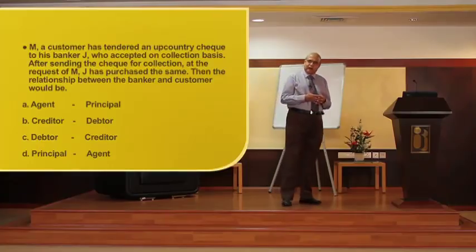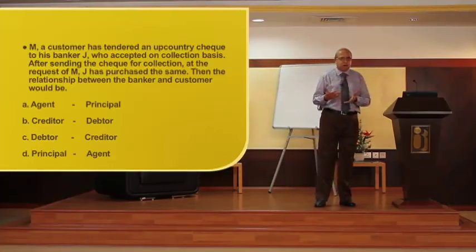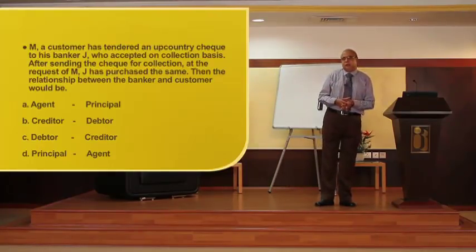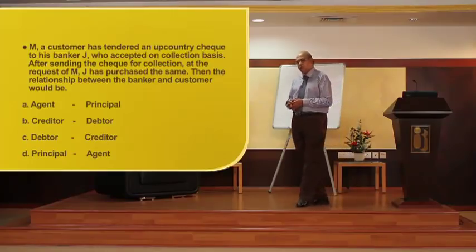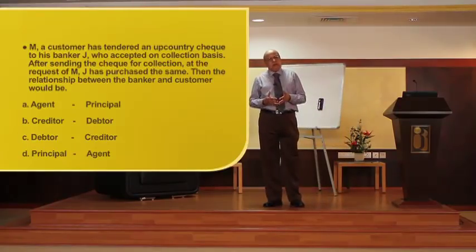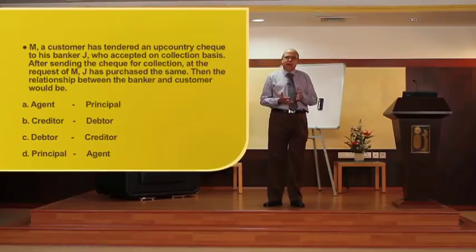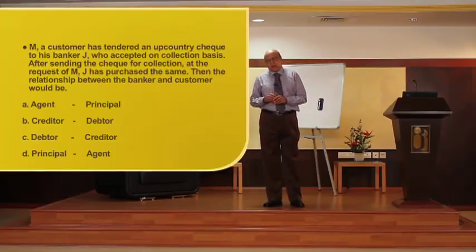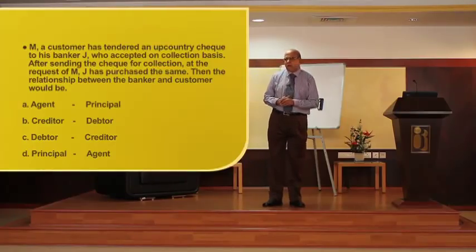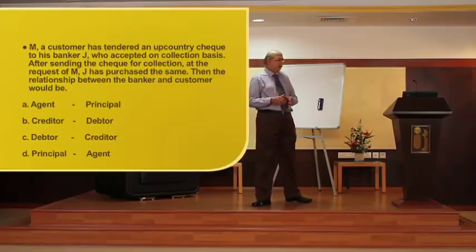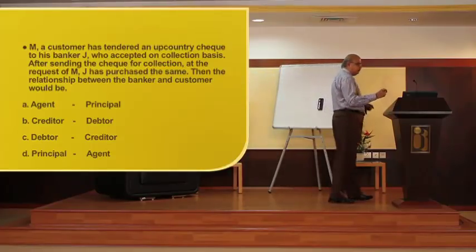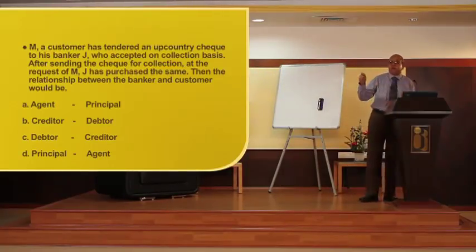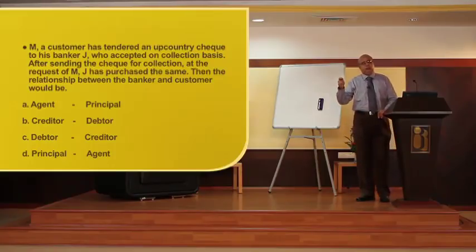In the case of collection items, that is negotiable instruments, checks, etc., the banker is known as the agent, the customer is known as the principal. In the case of a locker, the banker is known as the lessor, the customer is known as the lessee. In the case of a safe custody article, the banker is known as the bailee, the customer is known as the bailor.